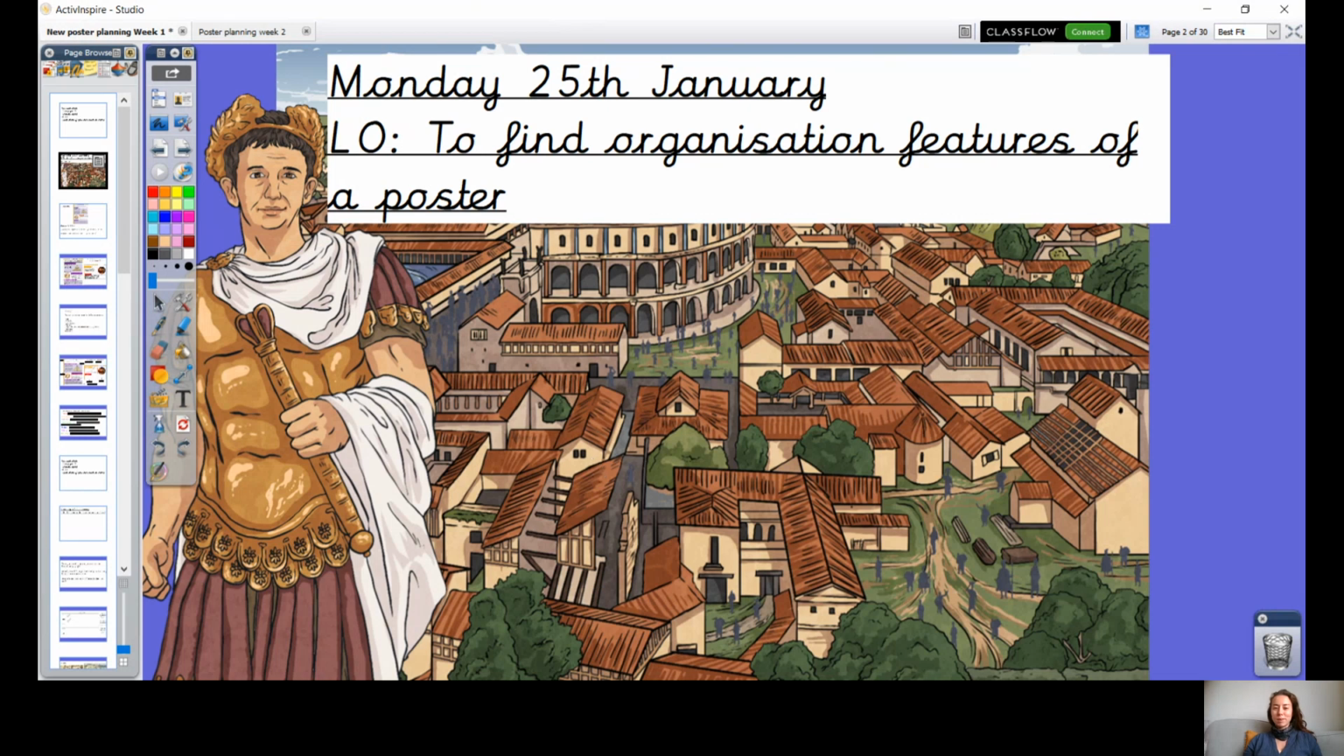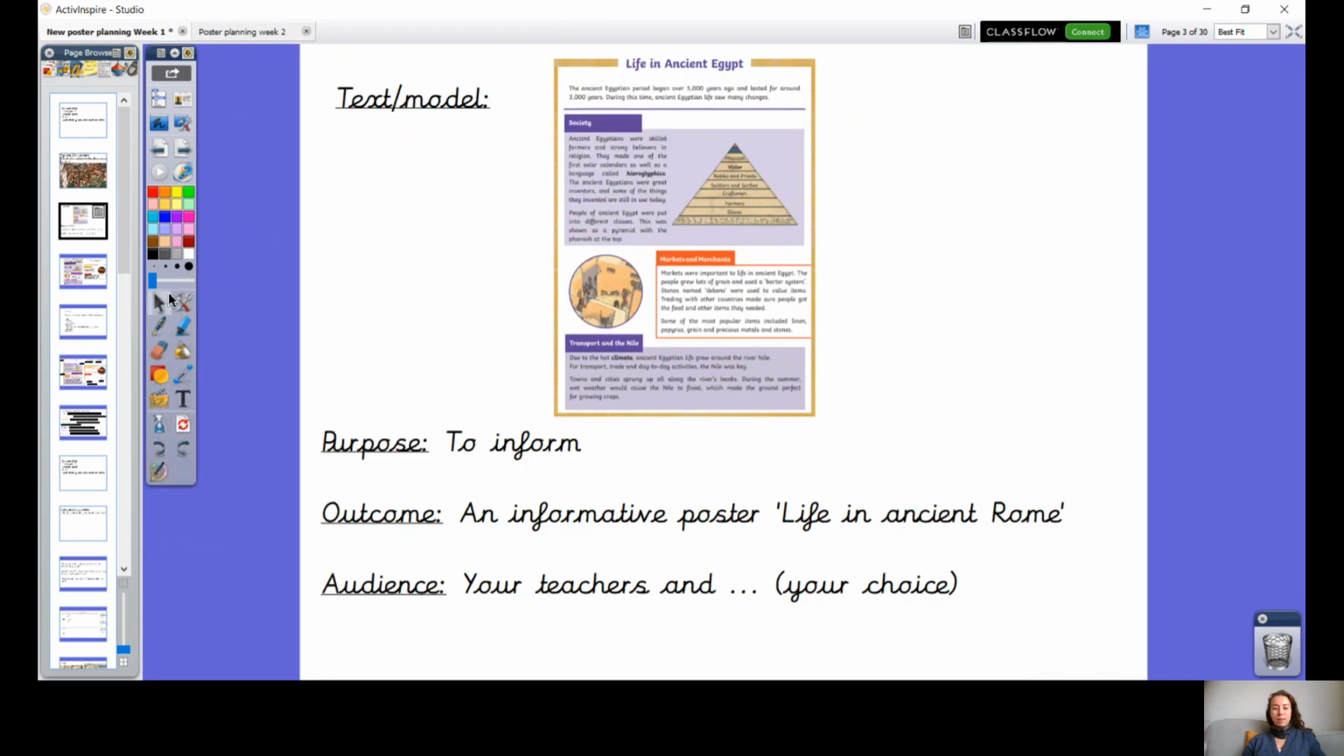Have a little look at the pictures on this slide. What do you think our poster is going to be about? Yeah, so it's going to be about the Romans. We're going to be writing to inform this time. So I've got a little model which we're going to have a look at today, which should be the same one that's on your sheet. And we're going to be informing with our writing. We're going to be almost like teaching people about something.